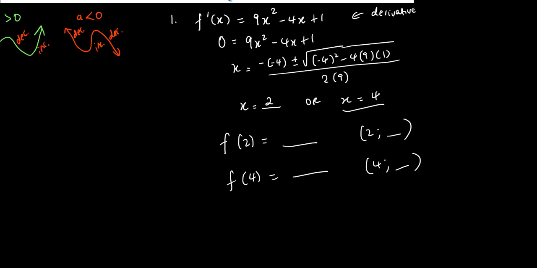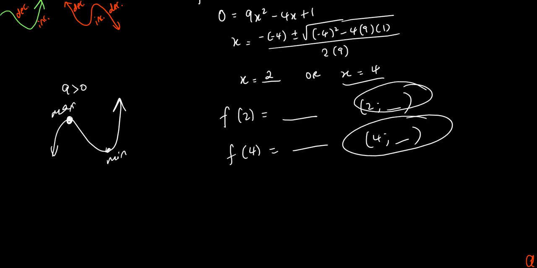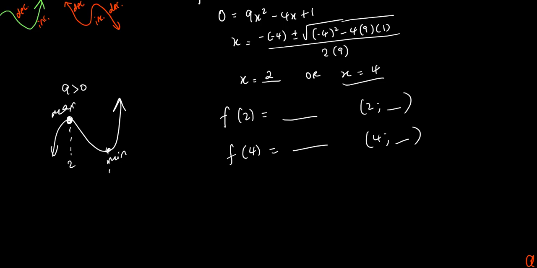Now how do you know which one is going to be the minimum and maximum? You look at the value of a. If a is greater than 0, then the point with the lowest x value is going to be the maximum, and the next point is going to be the minimum. For example, if a is greater than 0, remember this one starts first, 2, followed by 4. So it tells you that here is your maximum, and here is your minimum.